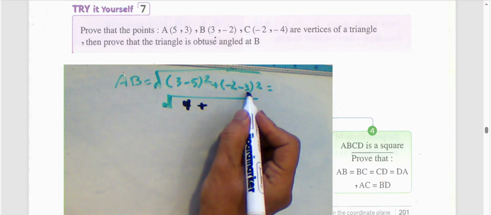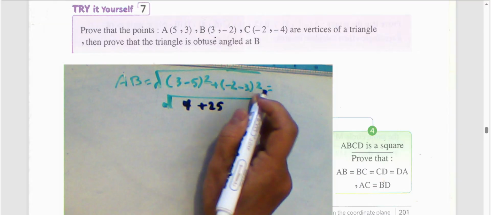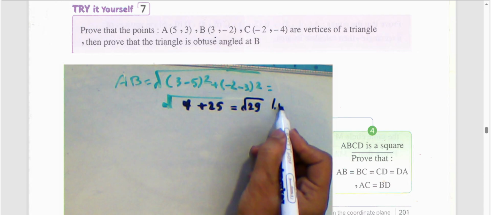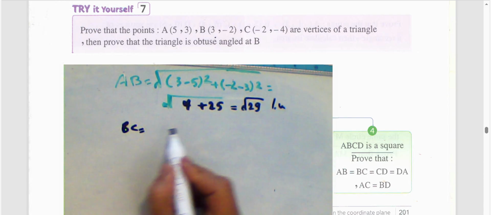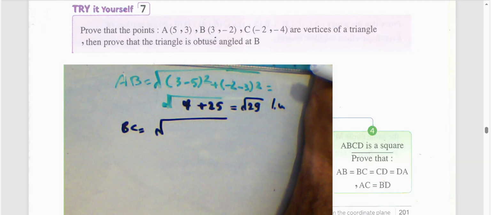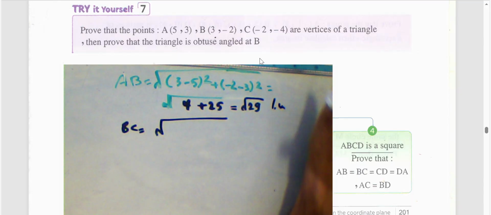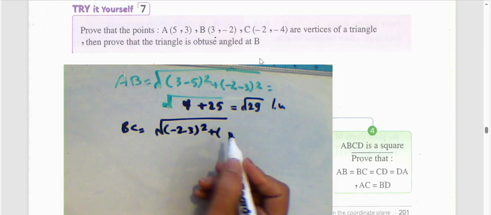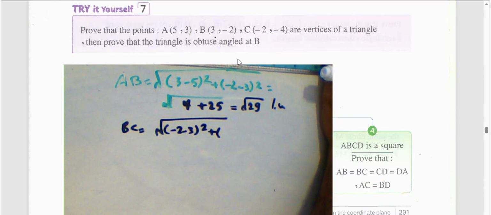Negative 2 minus 3 is negative 5, and negative 5 power 2 is 25, and the result will be square root of 29 length unit. And what about BC? B and C, pay attention with me here. We can write (3 minus 5) all power 2, and negative 2 minus 3 all power 2, and negative 4 minus 2, negative 4 plus 2.